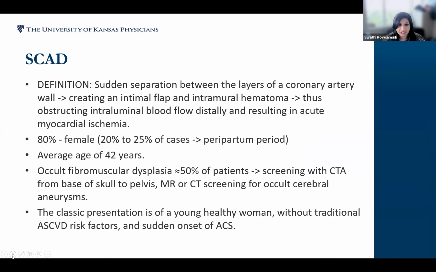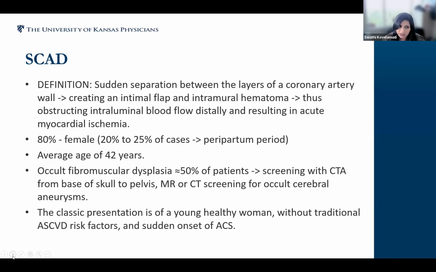What is spontaneous coronary artery dissection? 80% of these cases occur in women, and a large proportion of them, unfortunately, happen in the peripartum period. About a quarter of them happen in the peripartum period. This is a sudden separation between the layers of a coronary artery wall, and this creates a flap and intramural hematoma causing acute myocardial ischemia.